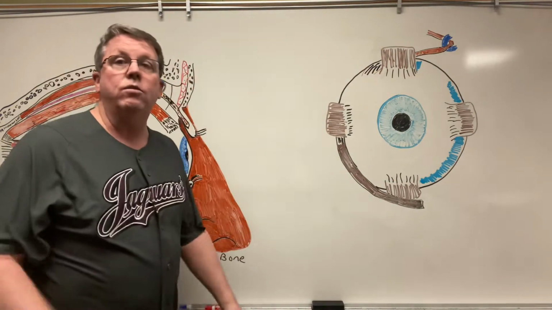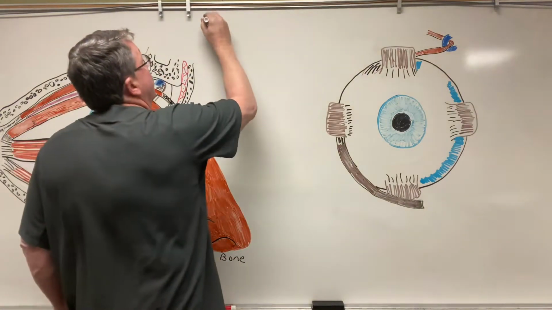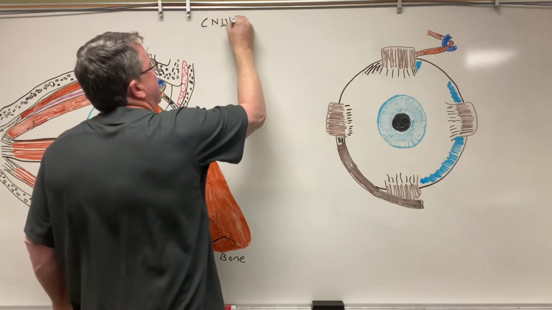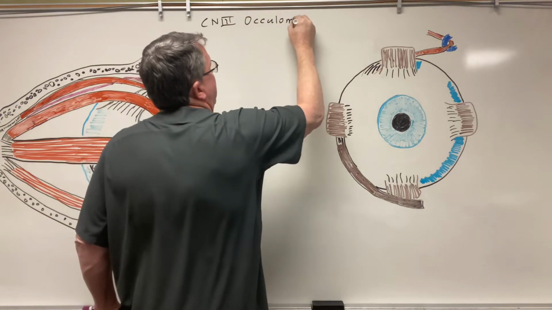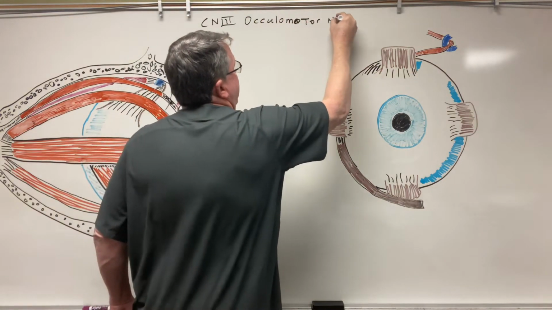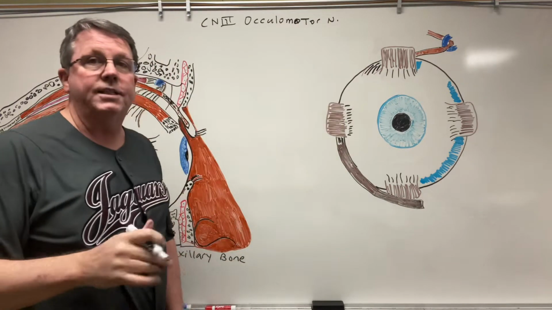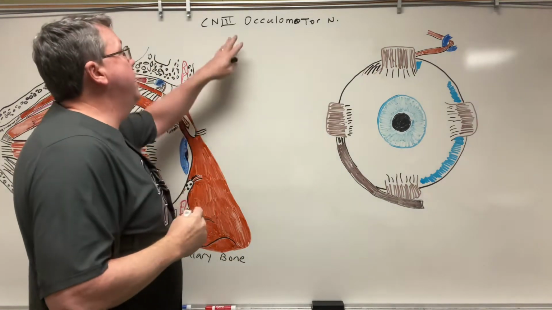And the first cranial nerve we're going to talk about is going to be cranial nerve number 3. And we call this the oculomotor nerve, okay? And this is strictly motor. This is not a sensory nerve at all. So let's go ahead and take a look.